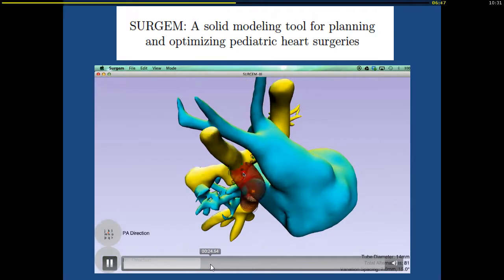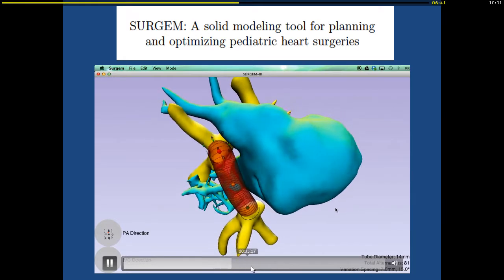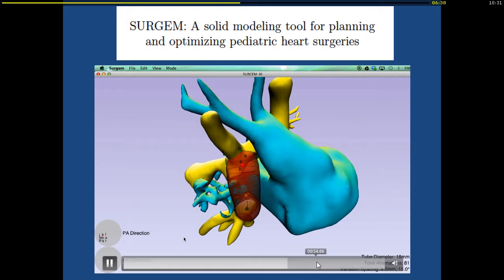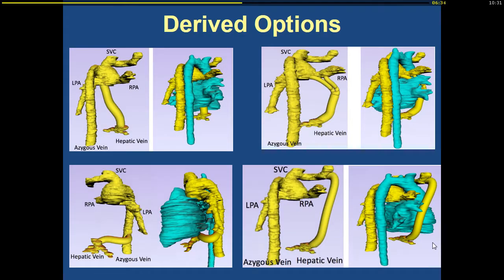So I'm showing you here, we insert the conduit, we change the shape, we change the location, we change the size, we can even do a Y graft. But anyway, we derive different options. So this is what the surgeon would experiment with and send to Georgia Tech.